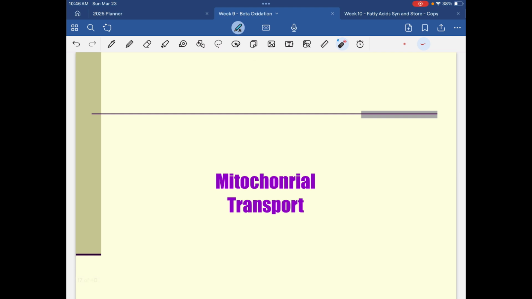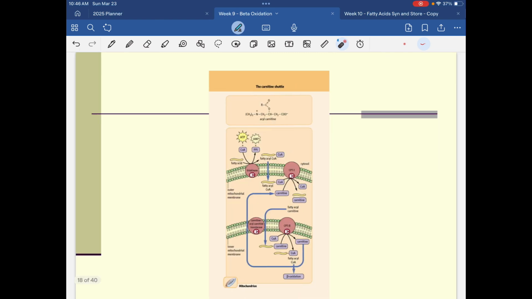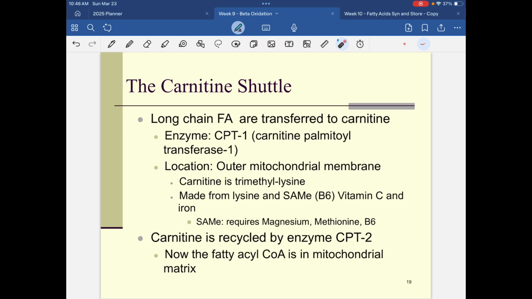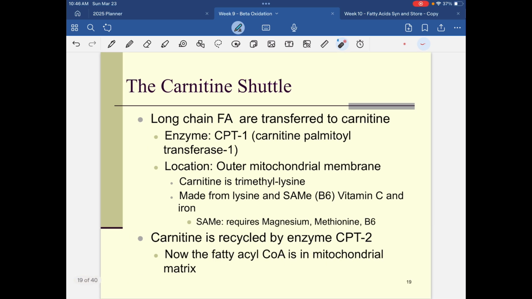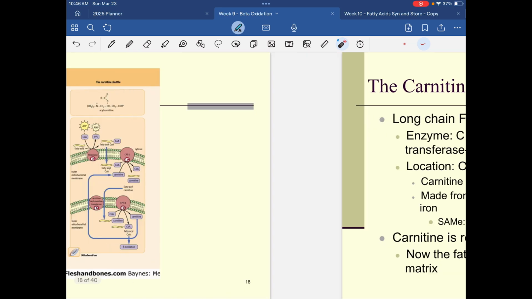Okay, so now we've activated the fatty acid. Now we're actually going to get it across the mitochondrial membrane. How are we going to do that? We're going to use the carnitine shuttle. I'm going to use this picture to explain most of it, but all of this is just writing out exactly what's happening. Take a minute to read through it.